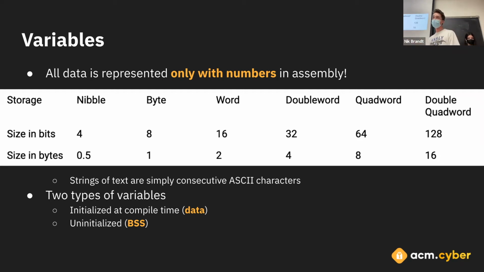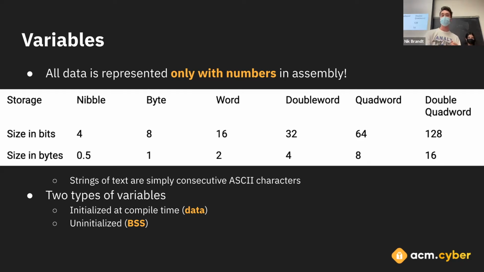If you want to store a string of text, that would be a consecutive list of ASCII characters, similar to a C string, if you're familiar with those. So every character has a number associated with it, and it's just a consecutive bunch of numbers in memory for your string. And yeah, any questions about that so far?